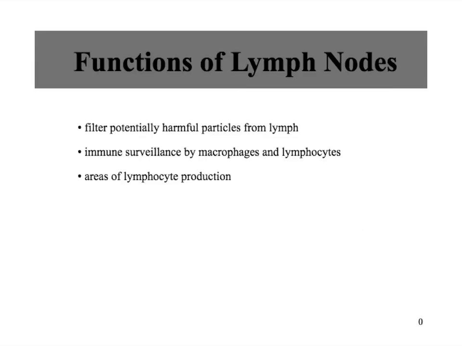Here we see some functions of lymph nodes. We've mentioned filtering the harmful particles from the lymph. Here it says immune surveillance by macrophages, which typically would be things like monocytes that we refer to them. They have a different name, same type of white blood cell, but when they leave a blood vessel, we refer to them differently. And also those lymphocytes, those T cells and B cells that are monitoring our immune system.